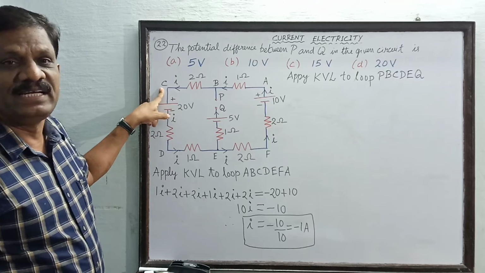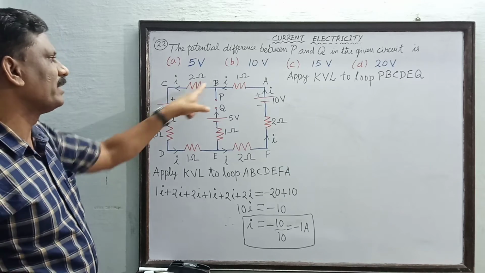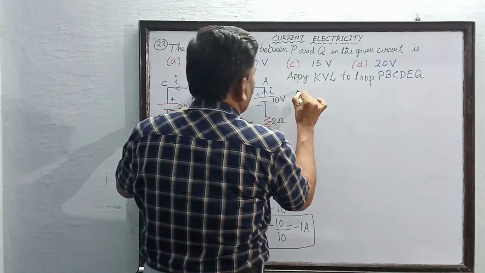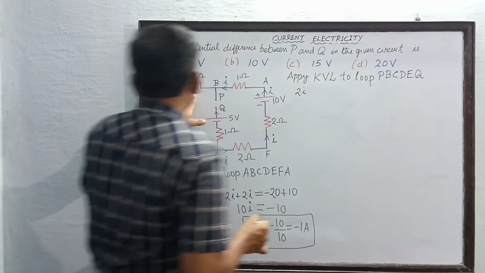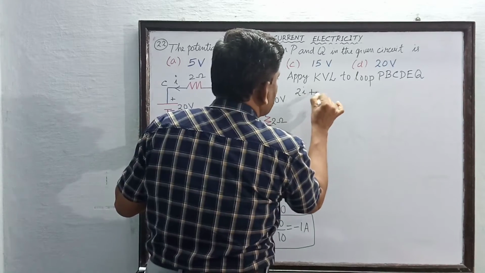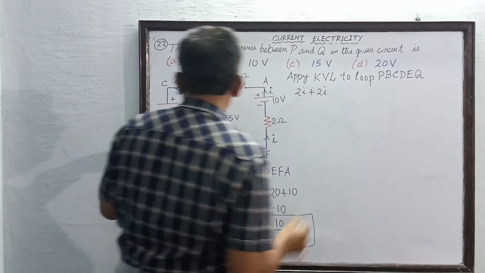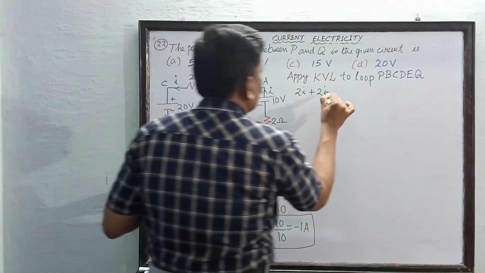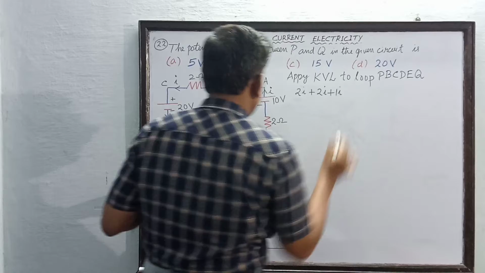I want to find the I into R product. The current resistance product between B and C is how much? 2 into I. So I start with 2 into I. Then from C to D again 2 into I. So once again this is 2 into I. Then from D to E 1 into I. So this is plus 1 into I.